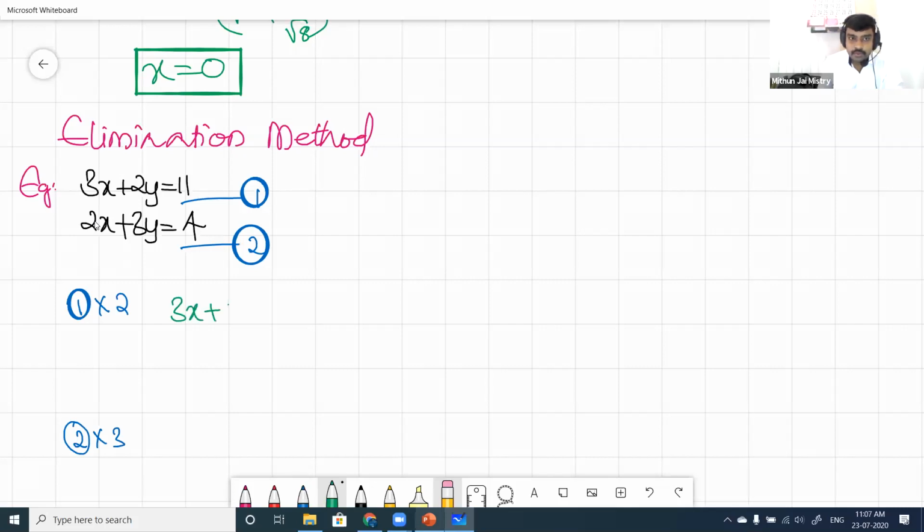3x plus 2y is equal to 11. This is our equation number 1. And with whom are we multiplying? We are multiplying with 2, right? So let me multiply the whole equation into 2. When you multiply the whole equation, you are going in a legal way, right? That means only its appearance will change, but the equation will be the same, right? So 3 2s are 6x plus 2 2s 4y is equal to 22.